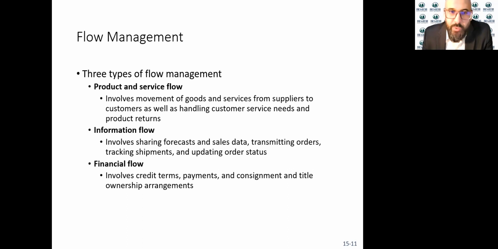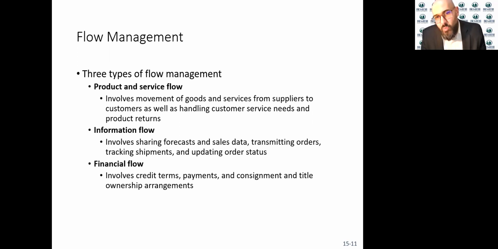In this slide, I will be talking about the different flows that we need to manage as supply chain managers. We have to manage the flow of product or service, and that would be the traditional one, going from the supplier, raw material from the supplier, manufacturer, distributor, and then to the customer.